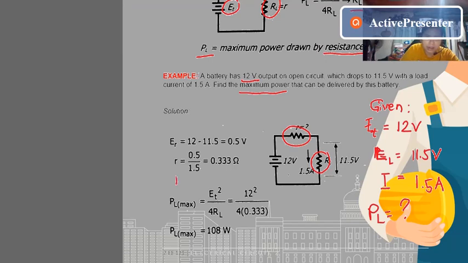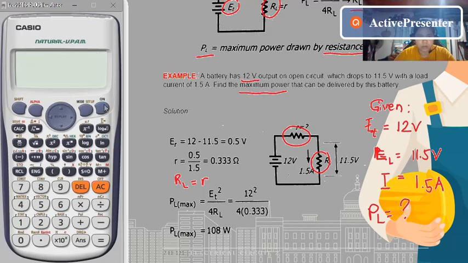So we can now solve for our maximum power, since RL is also equal to our small letter r, the internal resistance. Solving for maximum power, for our formula, we have the total voltage squared divided by 4 multiplied by RL, which is 0.33.